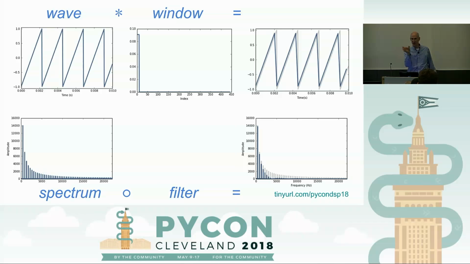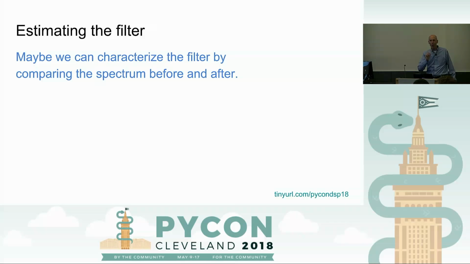The conjecture is that if we convolve my signal with the window in the time domain, that's the same as taking the spectrum and applying a filter in the frequency domain. Now I would like to figure out what filter it is. I'm going to do that by working backwards: take the output spectrum and divide it by the input spectrum. That will tell me how much each frequency component has been attenuated. We can figure out what we did to the spectrum by comparing the output spectrum and the input spectrum.